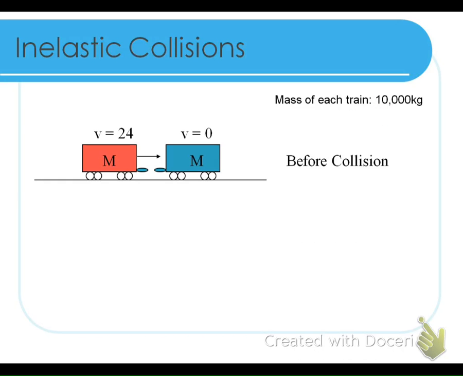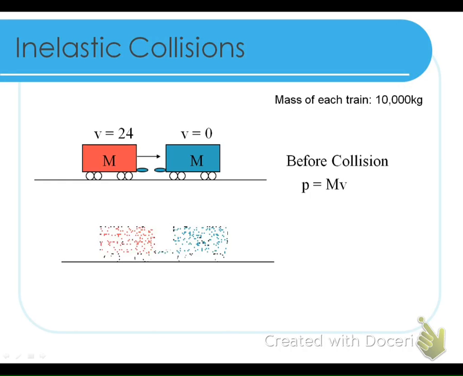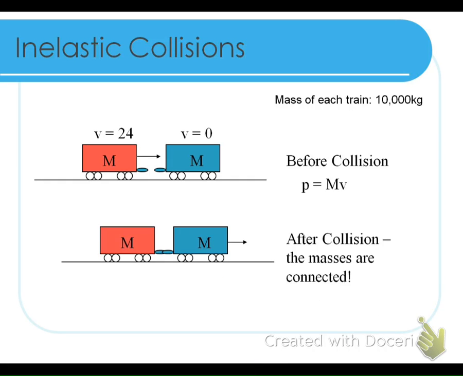So here's our before collision. Here's our after collision. They're connected, and they're going to be moving with a velocity to the right, since that's what the red train was moving with. We want to try and find the velocity of these trains after the collision. In an inelastic collision, after the collision, the masses become connected and become one unit.